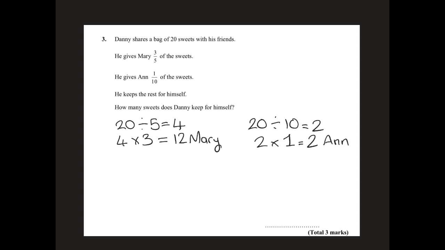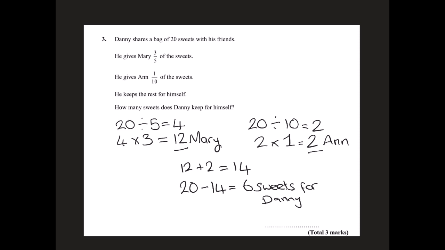So Mary and Anne in total have got 12 plus 2. Mary got 12, Anne got 2. So 12 plus 2 is 14. Danny had 20 sweets to begin with. So 20, subtract the 14 that he gave to Mary and Anne, which means there'd be 6 sweets left for Danny. And put that in your answer line. 6 sweets. Okay, and that's an exam question that you might get on finding a fraction of a quantity.